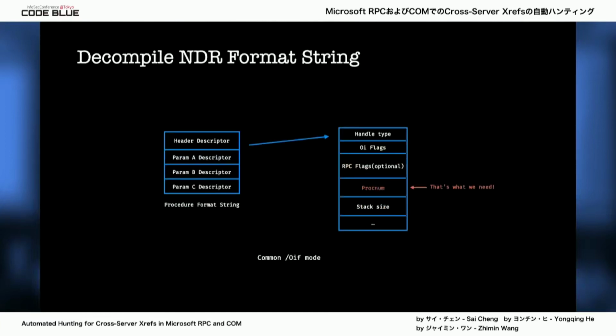Format strings are consumed by the NDR engine, and the procedural format string describes routines, parameter types, RPC options, and other information, but we only want to know the procedural number. And this figure depicts the layout of the format string and the location of the procedural number. Once all the above is done, we should know which server-side routines the client routines map to.